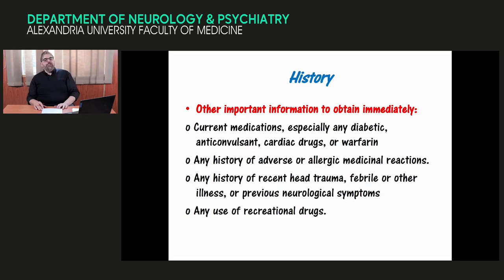Other important information should also be obtained from the relative. Current medications, especially if the patient is diabetic, on anticonvulsant therapy, or on drugs for cardiac problems. Any history of adverse or allergic medical reactions, recent head trauma, any febrile or non-febrile illness, previous neurological symptoms or symptoms of coma or convulsions, and any use of drug abuse should also be mentioned. All these items should be mentioned in the history.